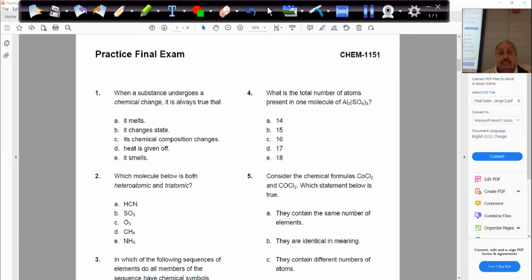The first question here, it says, when a substance undergoes a chemical change, it's always true that we are talking about chemical change, correct? It melts, it changes its state, it's changing its chemical composition, it's changing its heat status, or it smells. Which one is the most probably the correct answer out of this? What's that? C, its chemical composition changes. Correct. C is correct.